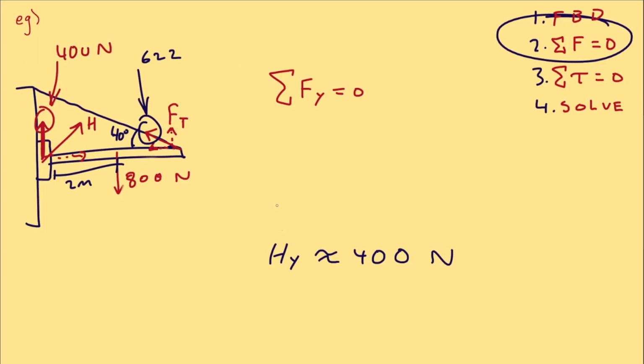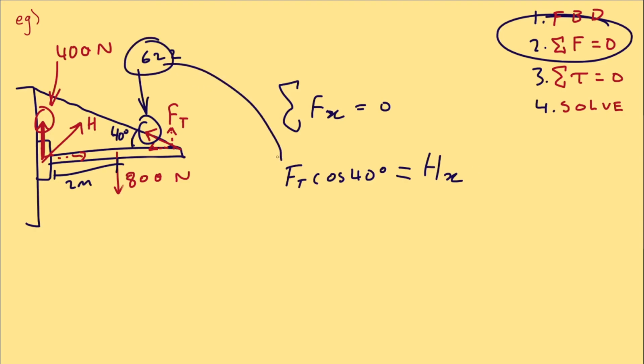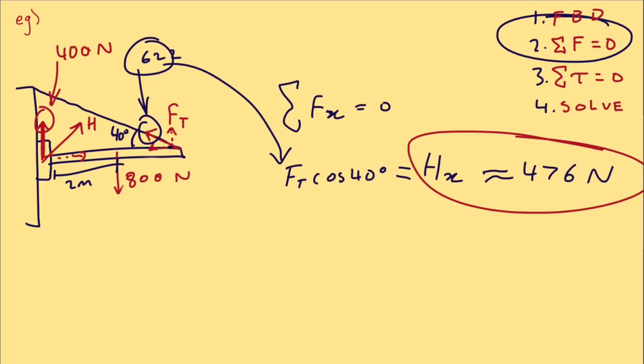400 newtons coming up there. Next, we'll look at the horizontal forces equilibrium. What's the horizontal forces here? We have the x component of tension balanced with the x component of the hinge. Ft cosine 40, when you plug in 622, it's roughly 476 newtons. So that's the x component of the hinge, since it's equal.